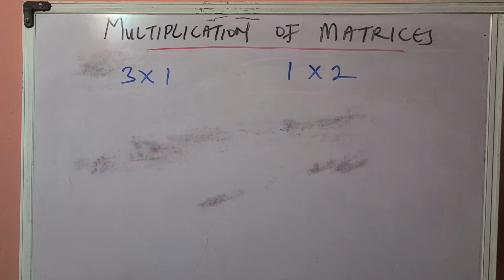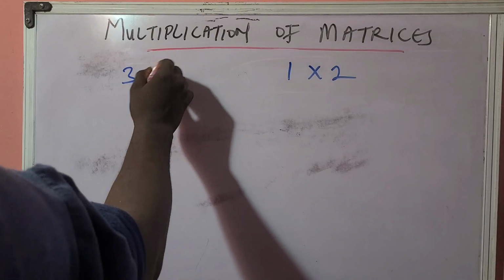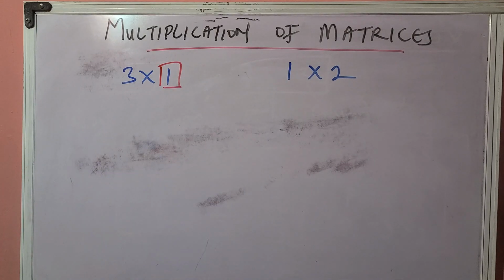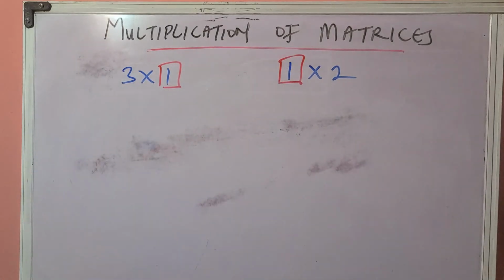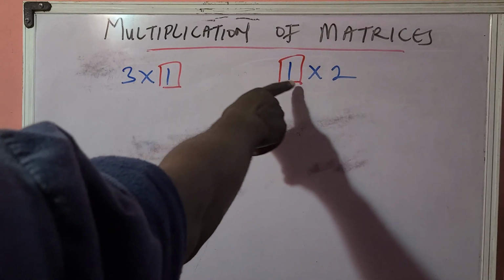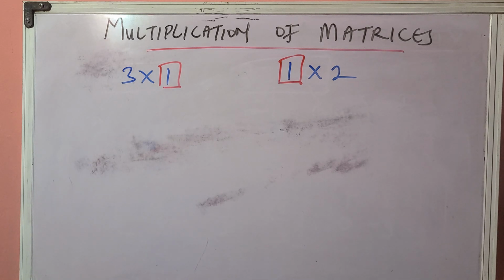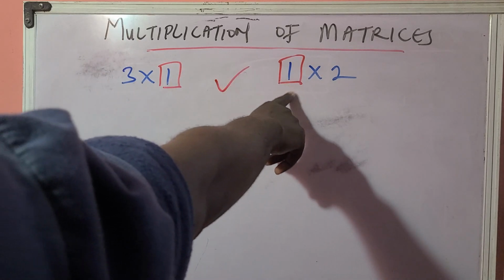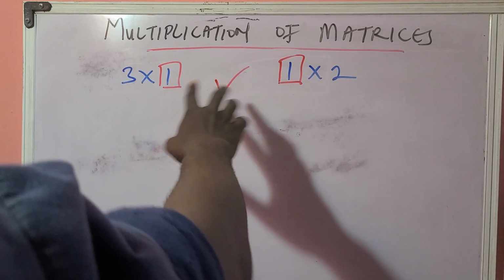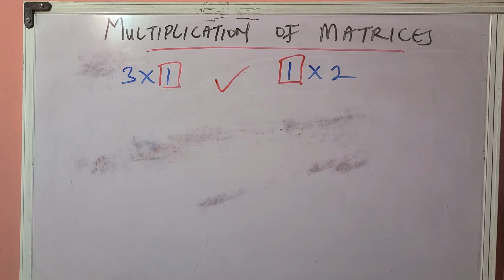Looking at the column of the first matrix, we have 1. Then we look at the row of the second matrix, we have 1. Since 1 and 1 are the same, we can multiply these matrices together. So the basis is you check the column here, check the row here. If they are the same, you can go on to multiply them together.